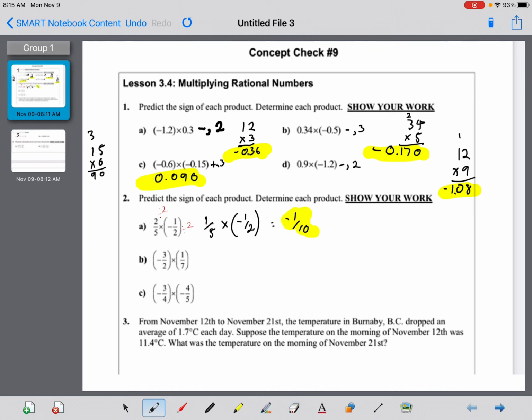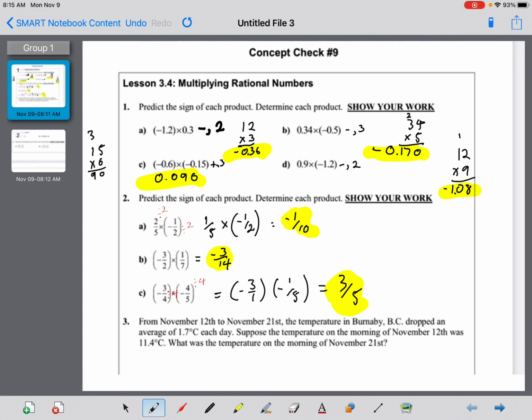Here, same thing. I don't see anything that I can do, so I'm just going to multiply, and I'm going to get negative 3/14. Down here, I can divide by 4, divide by 4. That's going to give me negative 3/1 multiplied by negative 1/5, which equals positive 3/5. Awesome. Keep moving forward here.